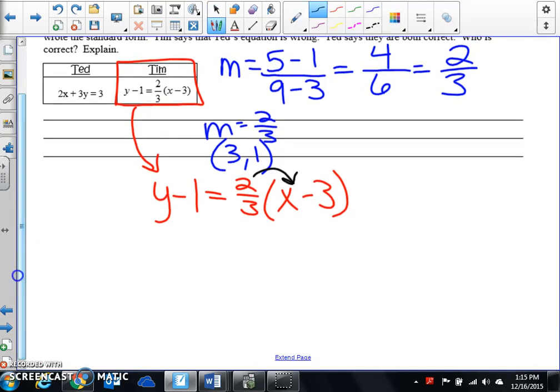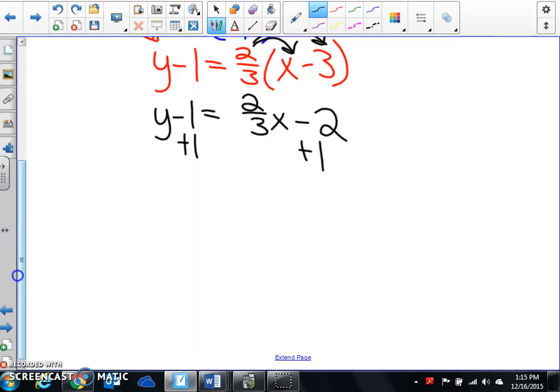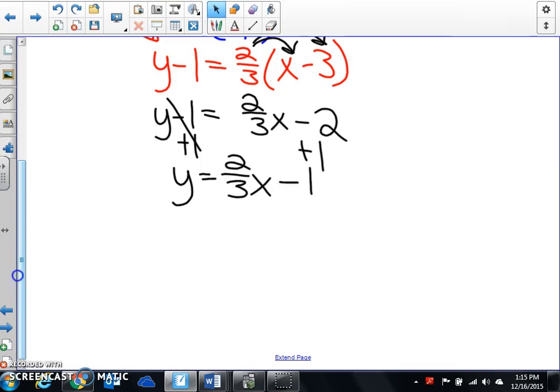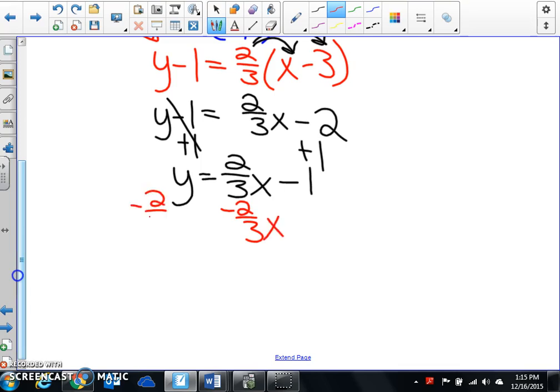We distribute out. 2/3 times x is 2/3 x. 2/3 times negative 3 is negative 6 over 3, which is negative 2. Add 1 on each side. y equals 2/3 x minus 1. And now we need to convert it into standard form. So we subtract 2/3 x on both sides, giving you negative 2/3 x plus y equals negative 1.